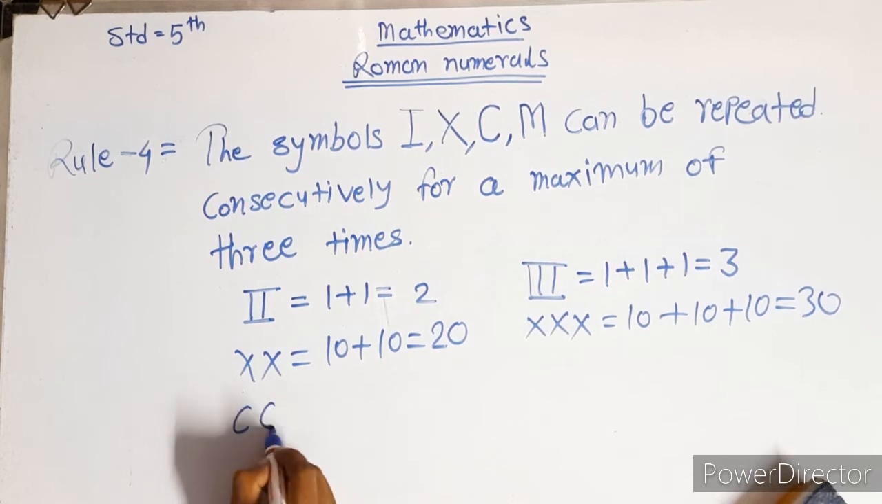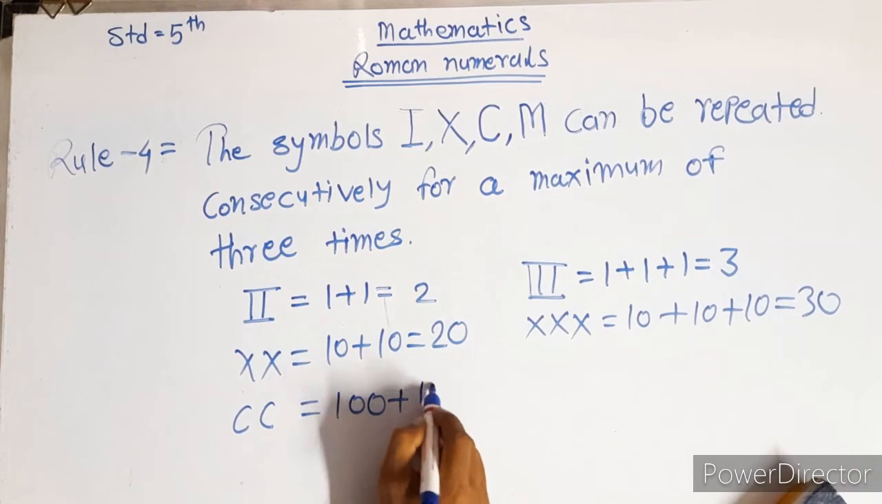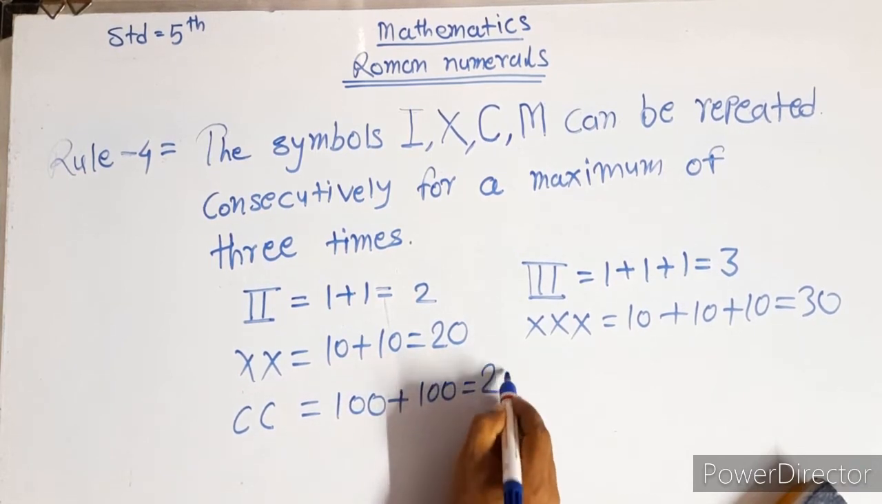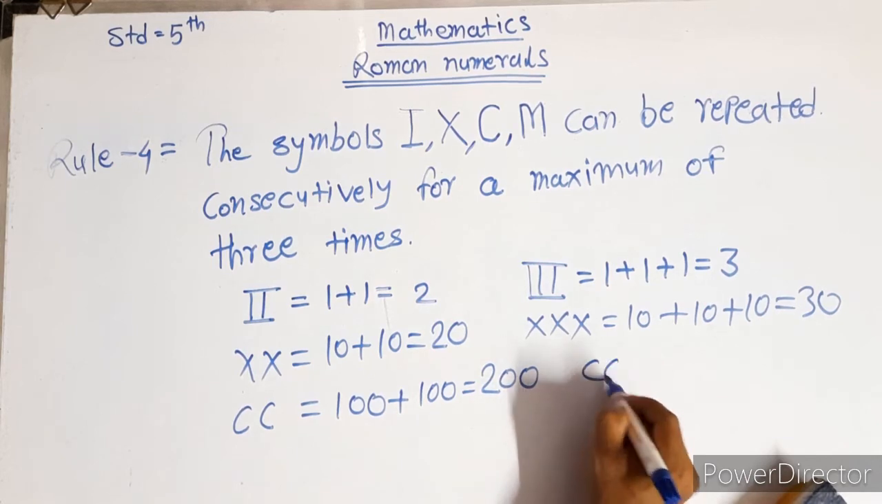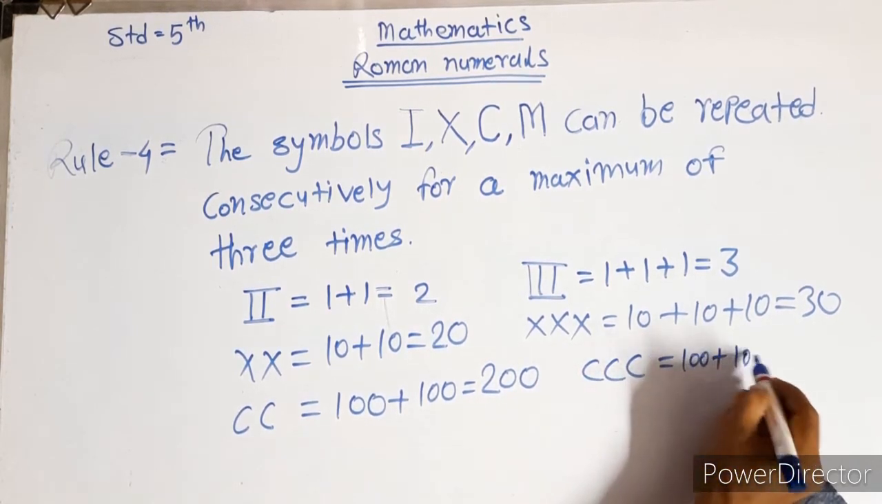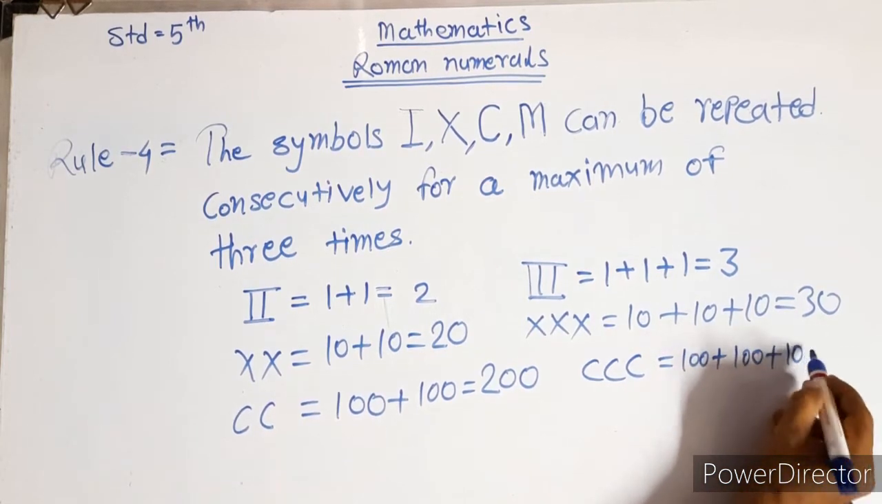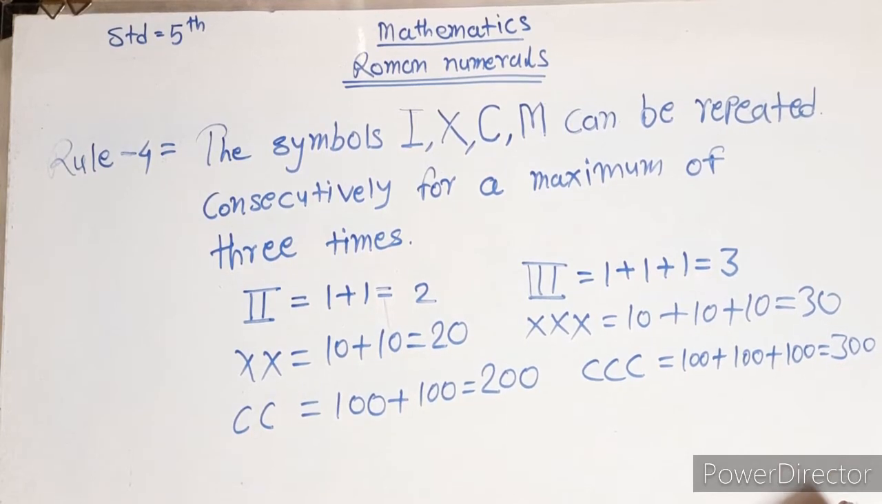Now C and C means 100 and 100 is equal to 200. So C C C, 100 plus 100 plus 100 is equal to 300. Do you understand? Okay, very good. Note in your notebook.